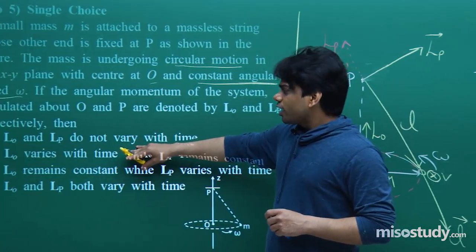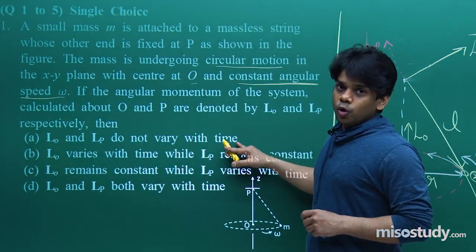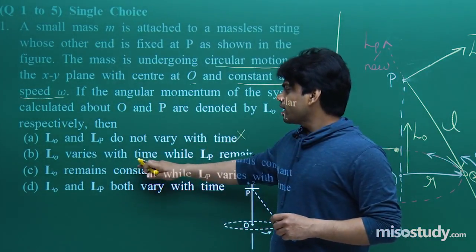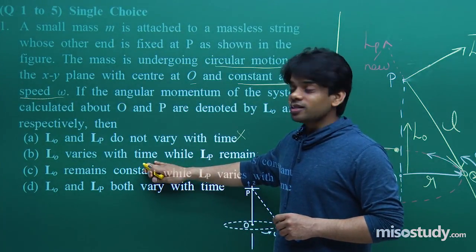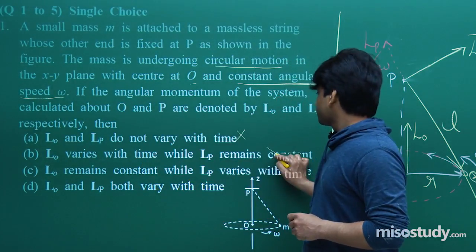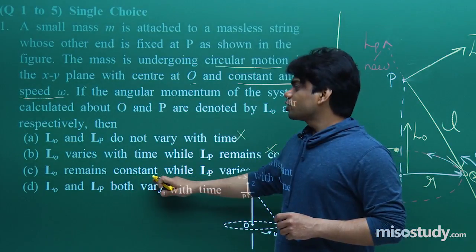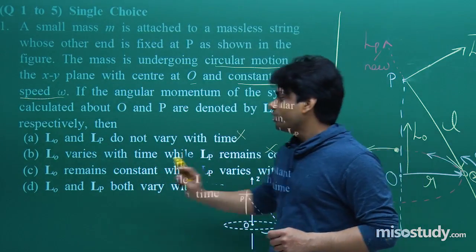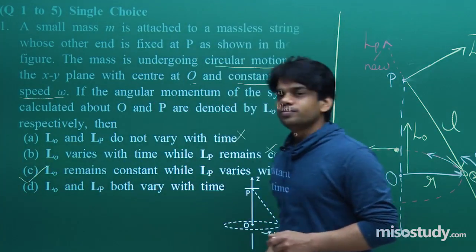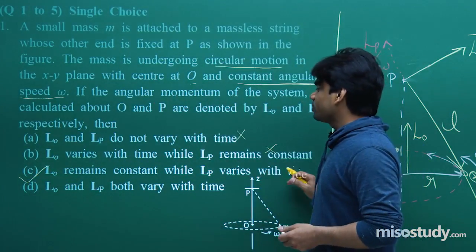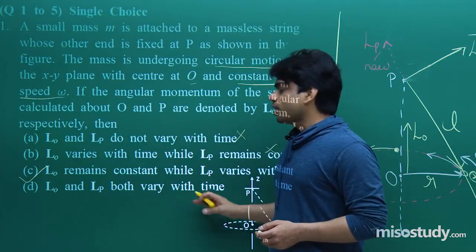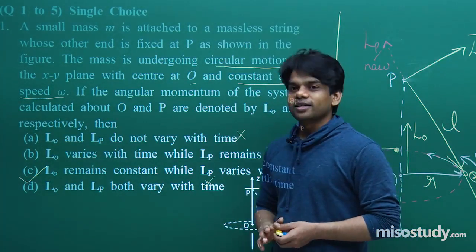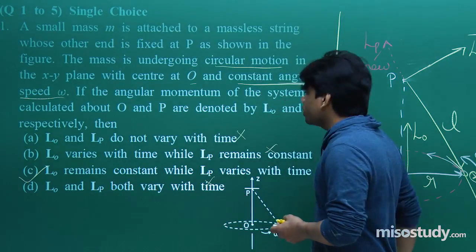Let's check the options. A: L0 and LP do not vary with time. No, LP varies, so this is incorrect. B: L0 varies with time. L0 is constant, so incorrect. Option C: L0 remains constant while LP varies with time. Yes, this is what we have evaluated. D: L0 and LP both vary with time. No, L0 is constant, so D will be incorrect. Only C is the correct option here.